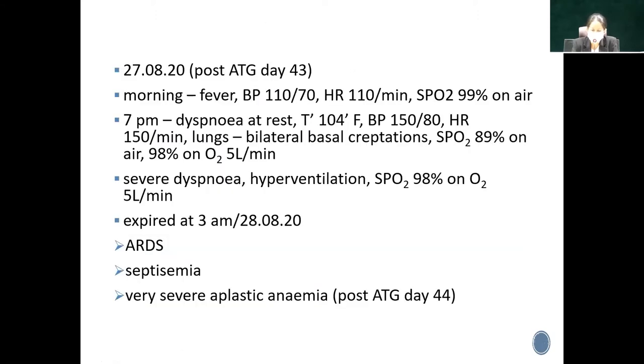On post ATG day 43, she got fever, and at first her vital signs were stable, but that night, she got dyspnea at rest, temperature up to 104 degrees Fahrenheit, and there were bilateral basal crepitations in the lungs, SpO2 dropped to 89%. Although we managed with oxygen support, anticoagulation, antibiotics, and antifungals, the patient deteriorated. She got severe dyspnea, hyperventilation, and we lost the patient in the early morning next day. And the cause of death was given as acute respiratory distress syndrome with septicemia, underlying very severe aplastic anemia, post ATG day 44.